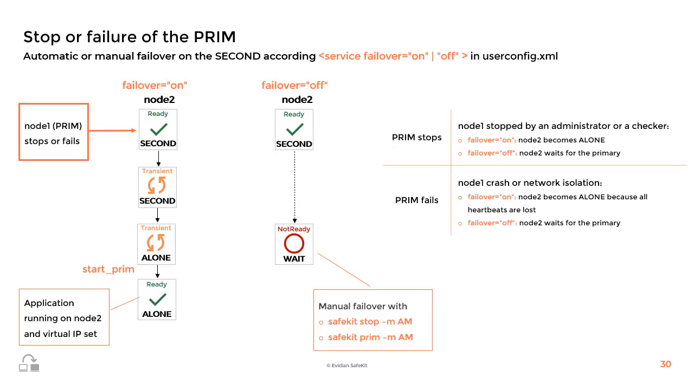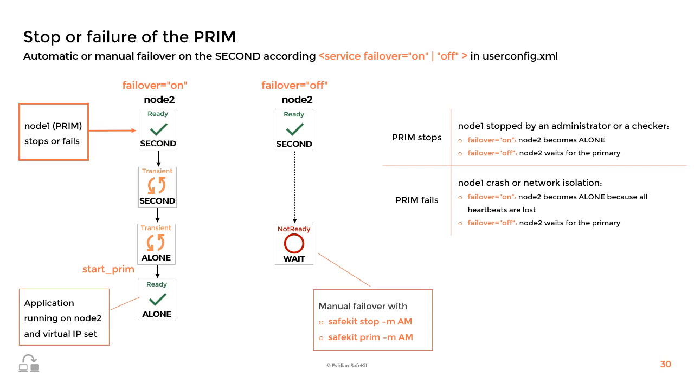Let's now consider a stop or a failure of the primary node and the resulting state transitions on the secondary node. In the left figure, we consider the standard use case with the failover attribute set to on. In the event of node 1 failure or stop, node 2 transitions from the second state to the alone state. During the transition, the start prim script is executed in the alone orange state, and when it ends and the application is started, the state changes to alone green.